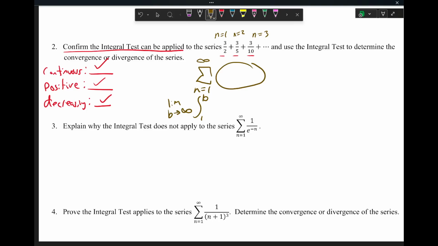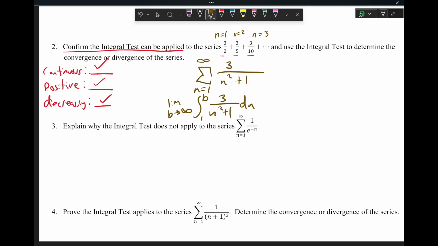Well, first off, the numerator always stays 3. So what kind of formula would I need for the denominator? If n was 1, I got 2, if n was 2, I get 5, and if n is 3, I get 10. What would the denominator need to be? I was thinking 1 plus n squared. Okay, 1 plus n squared or n squared plus 1, whichever, same thing. So 3 over n squared plus 1 is what you would need to integrate.